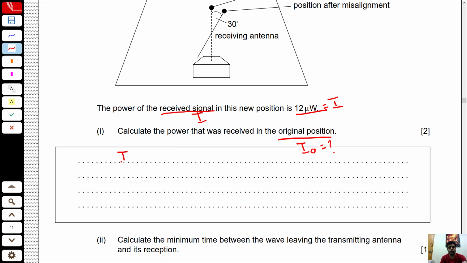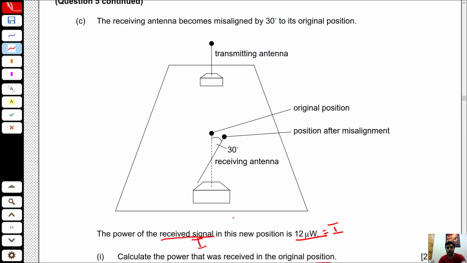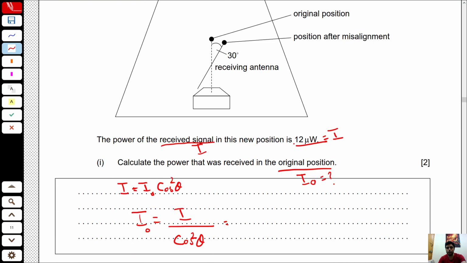So final intensity equals initial intensity times cos squared of theta. We need to find the original intensity, so calculate the power that was received in the original position. So make I naught, the original intensity, the subject, which is the final intensity divided by cos squared of theta. The final intensity received at the antenna here is 12. You can see the power of the received signal, the final intensity, is 12 microwatt. So 12 microwatt, keep everything in micro so that your original intensity will also be in micro.